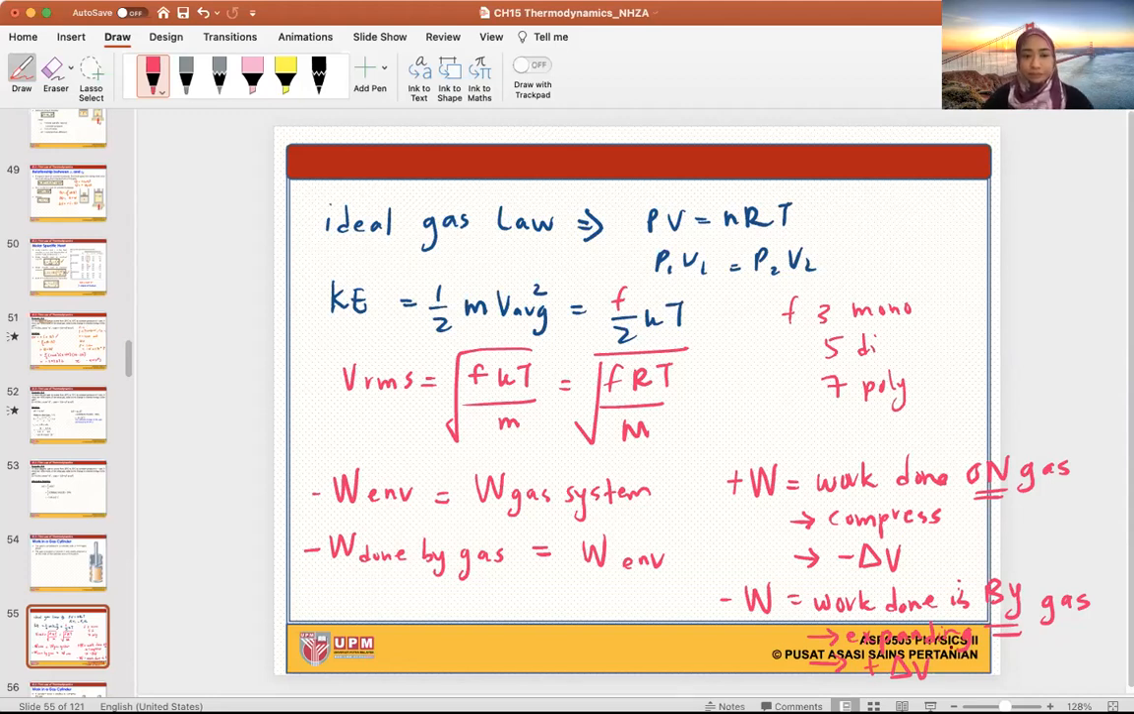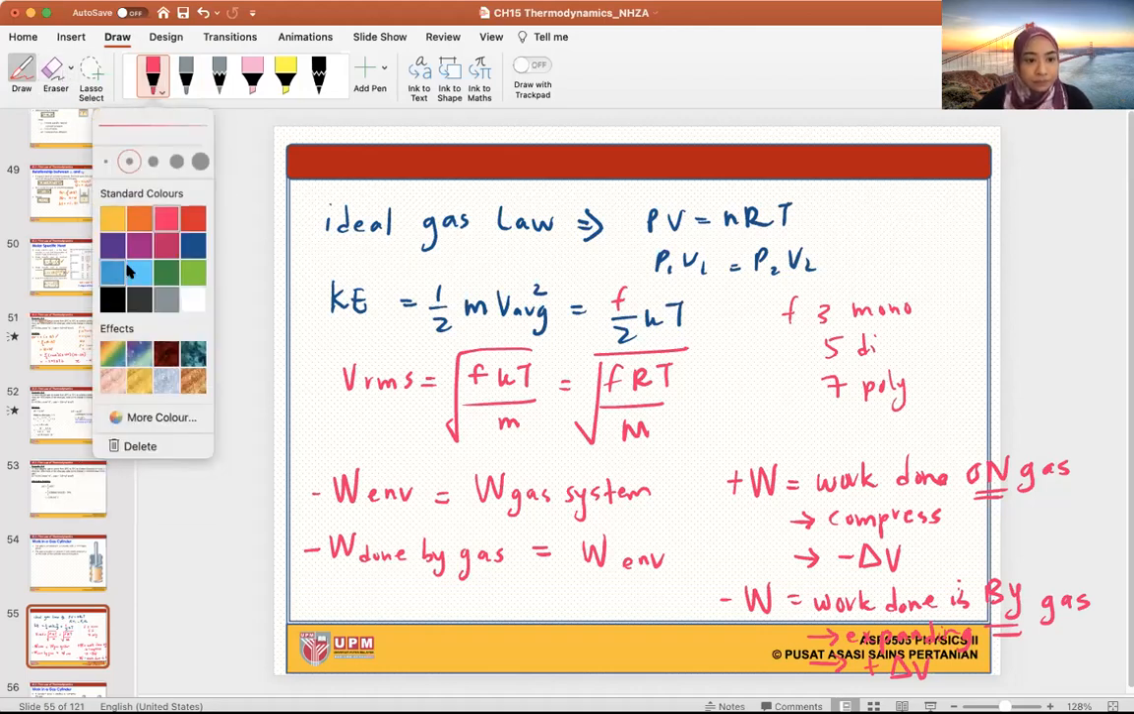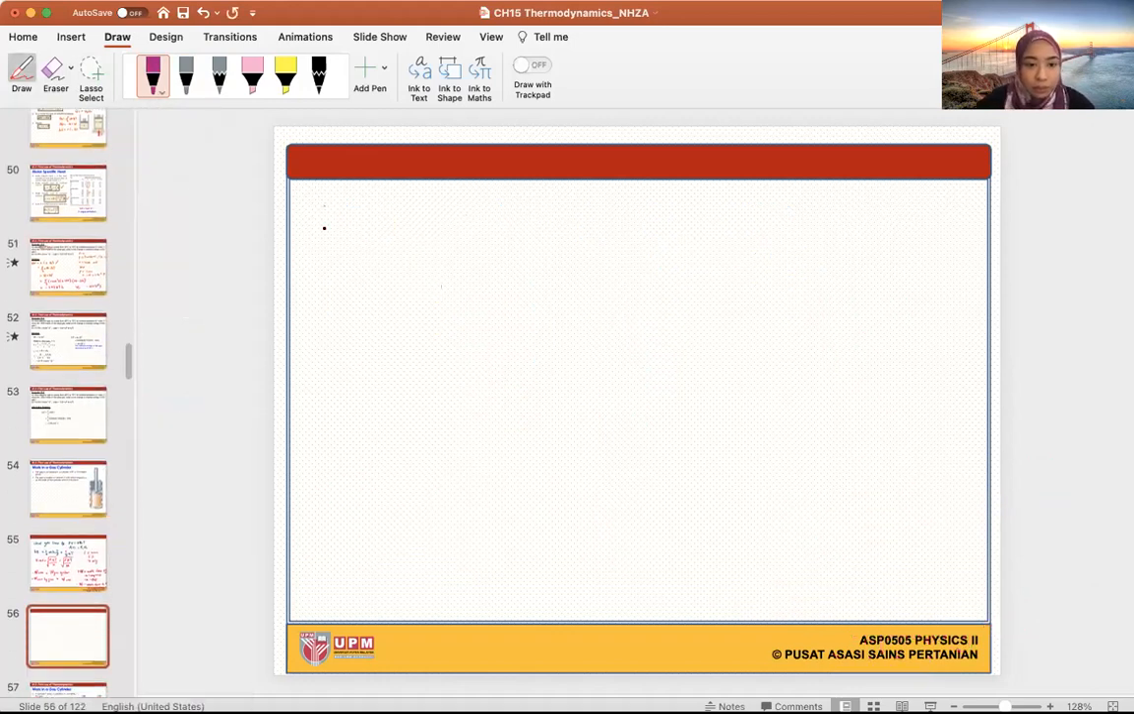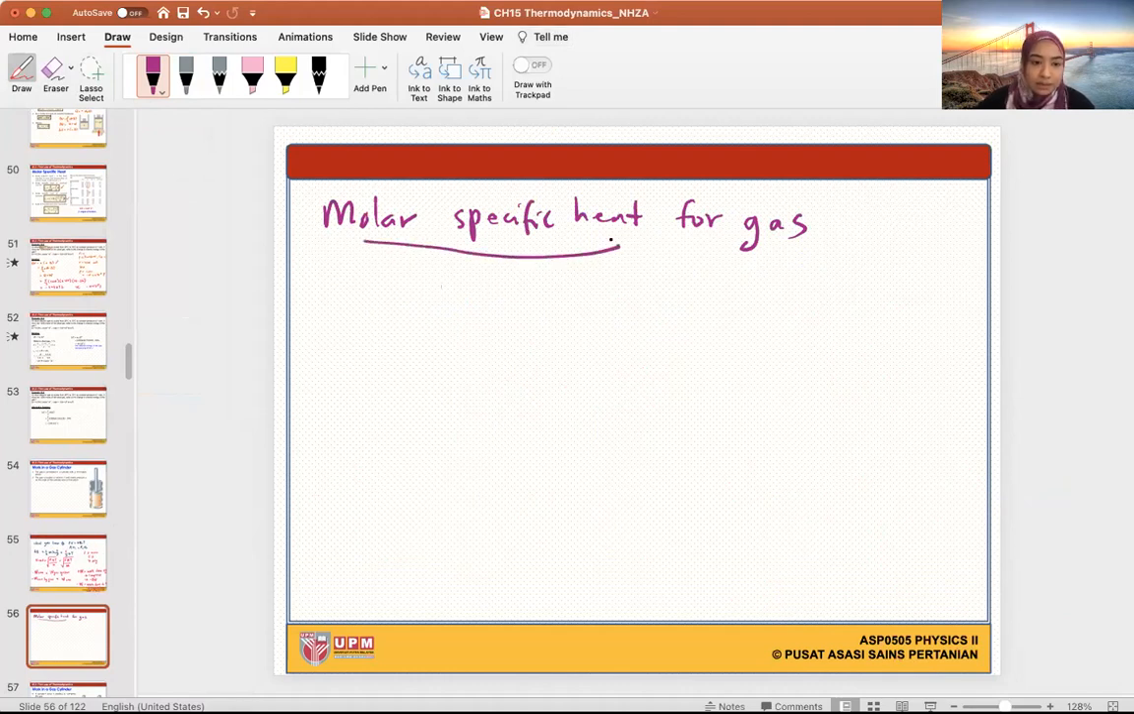And then we talked about CV, right? CV, CP. Let's use a different color for that. New slide. Okay, so we talked about the molar specific heat capacity. No, there's no capacity. It's molar specific heat for gas. Okay, specific heat capacity was for chapter 14. It was C. This one is CV, CP. It's molar specific heat. Hari tu specific heat capacity. This is molar specific heat. Okay, so we have two types, which is the CV and also the CP.